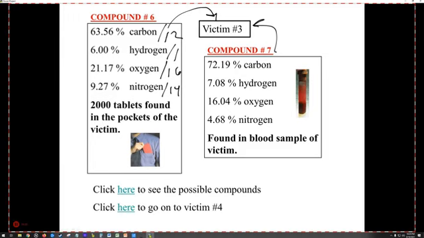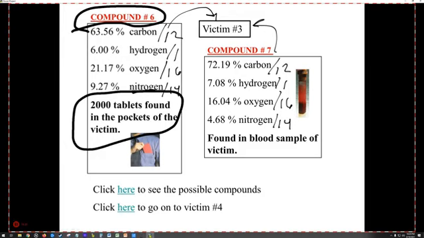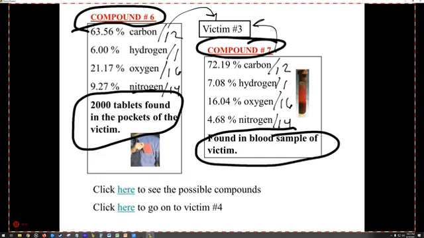Compound number 7 is also very easy. Same thing. Divide this mass of carbon by 12. Divide this by 1. Divide this by 16. Divide this by 14. All right. Compound number 6, right here, was found in the pocket, and there's 2,000 tablets of this substance found in the pockets of the victim. Compound number 7 was found in the blood of victim number 3.